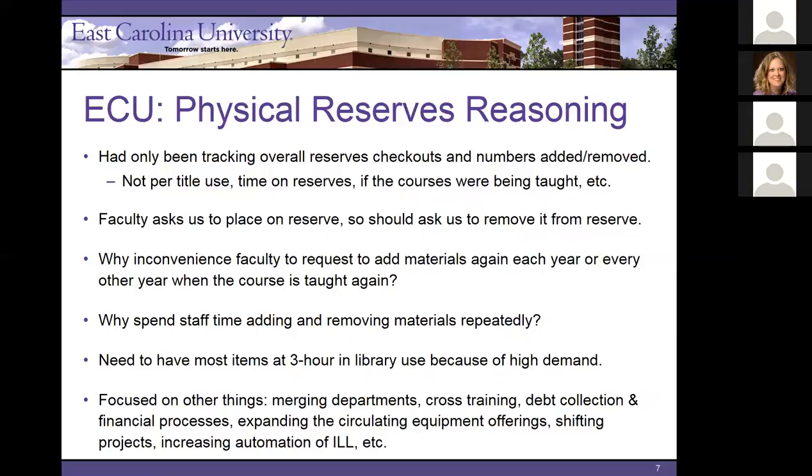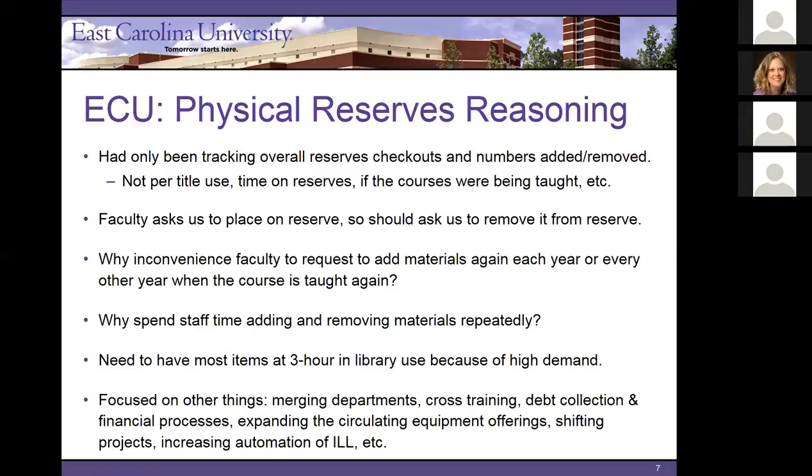But what we weren't doing was looking at the per title use, how long things had been on course reserves, and we weren't checking to see if the courses were still being taught, or indeed if the faculty even still worked at ECU. So we found we need to make sure that we do these things going forward.